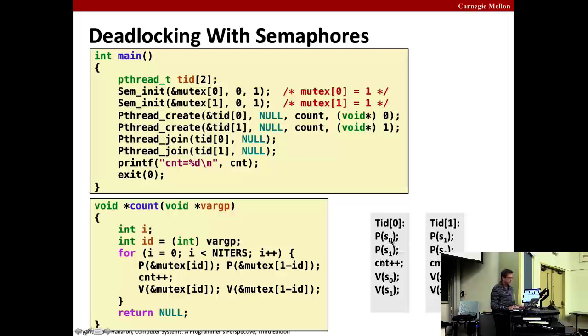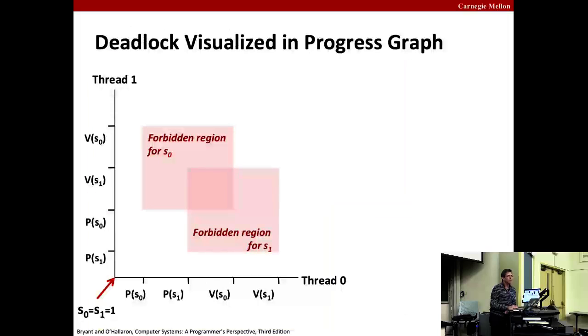So you can see thread 0 does a P on semaphore 0 followed by a P on semaphore 1, and thread 1 does a P on semaphore 1 followed by a P on semaphore 0. And we can see that this is a problem very clearly if we go back to our progress graphs. Thread 0 does a P on semaphore 1 followed by a V on semaphore 1, and thread 1 does a P on semaphore 1 followed by a V on semaphore 1. If you take the intersection of these two regions, you get the forbidden region for semaphore 1. This is the region that enforces mutual exclusion on the resource associated with semaphore 1.